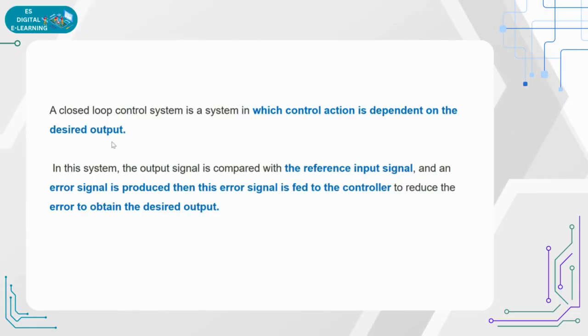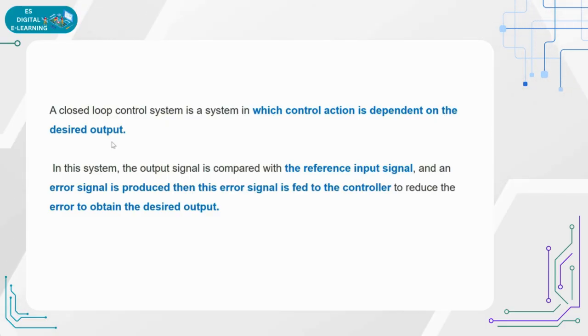Whatever input you give to the system, with the help of the feedback it will be compared. In this system, the output signal is compared with the reference input signal, and an error signal is produced. You can write that as the second point.